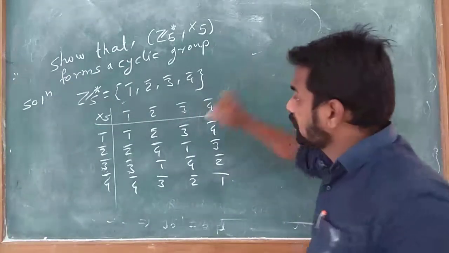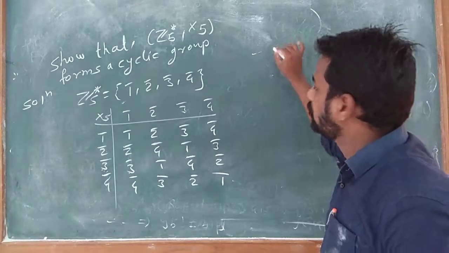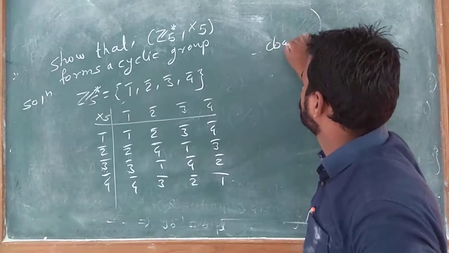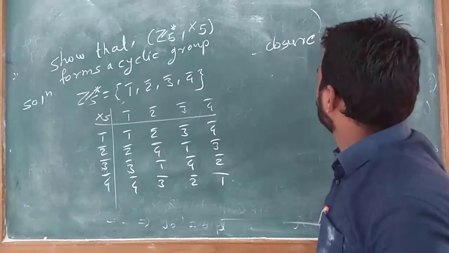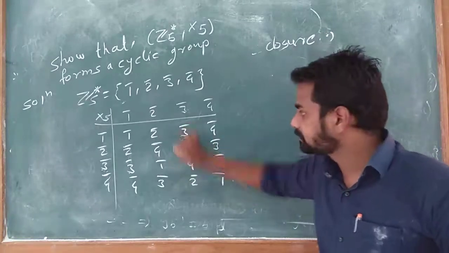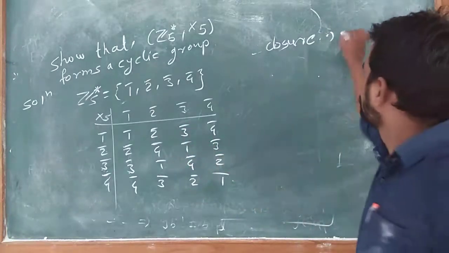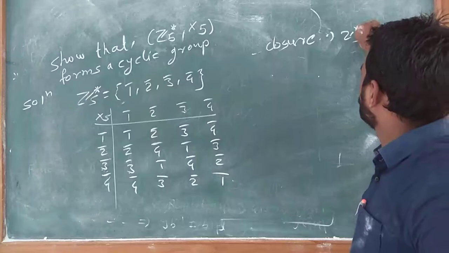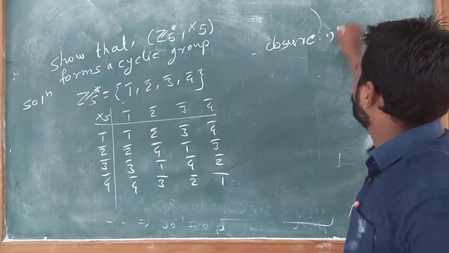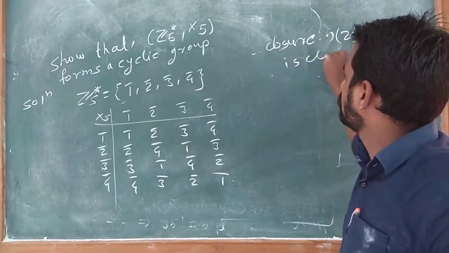Therefore, by this table, the closure property holds. First, closure. By this table, we see that Z5 star with respect to multiplication modulo 5 is closed.